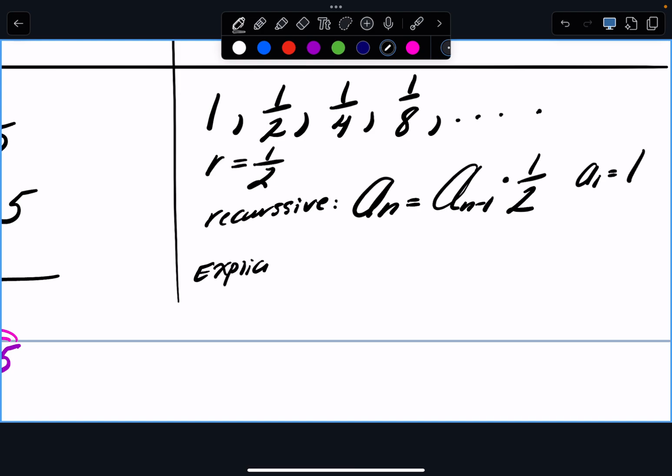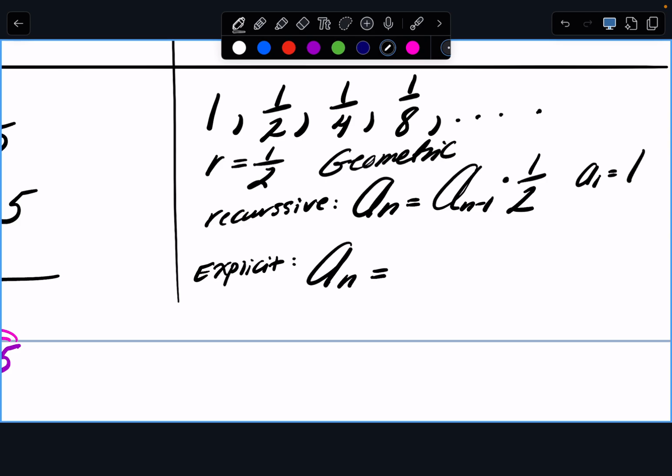Now let's do an explicit. An explicit formula, if it's geometric, and it is, because we're timesing by a number, is a sub n equals a sub 1 times by r raised to the n minus 1.